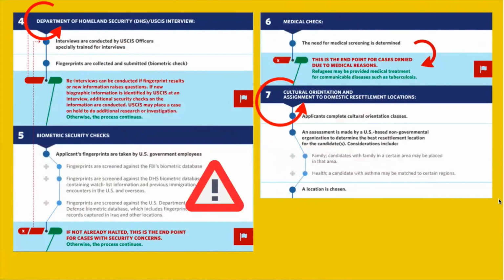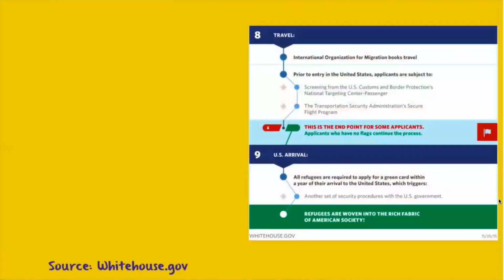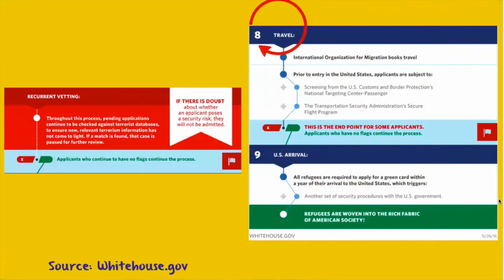Non-government resettlement entities work to determine the best location for resettlement. The candidate does not choose his or her destination state or city. Next, travel is organized. Additional security checks are conducted at this point. Once again, any flags terminate the process. Finally, the candidate arrives in the United States, where a whole new set of processes and chapters of learning begin.